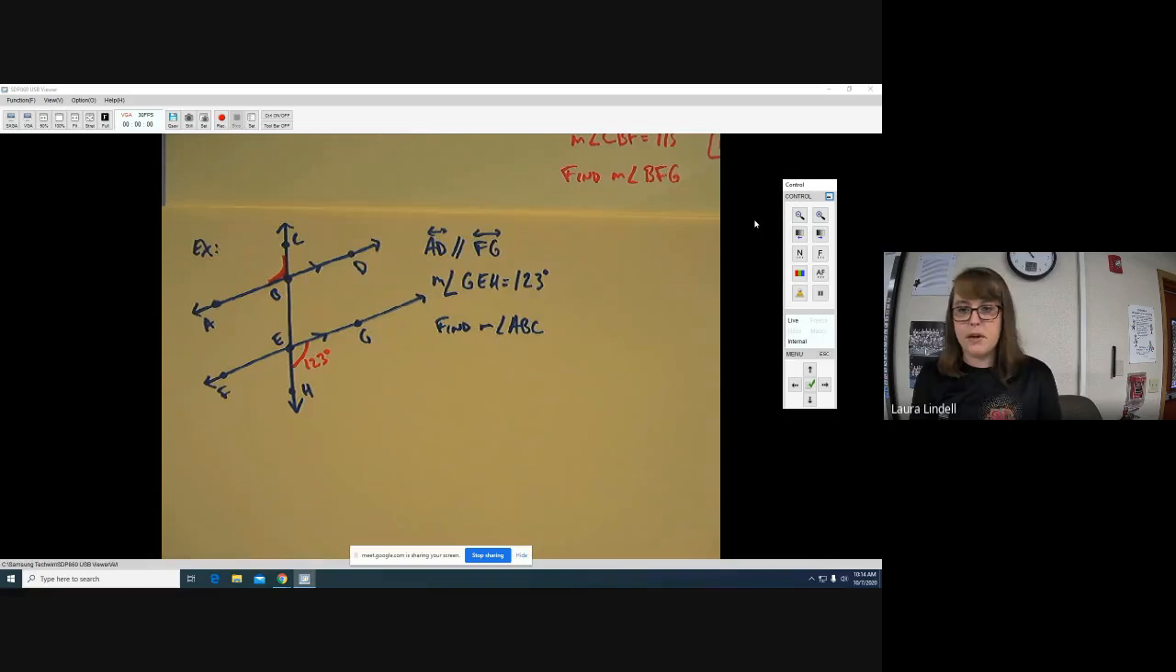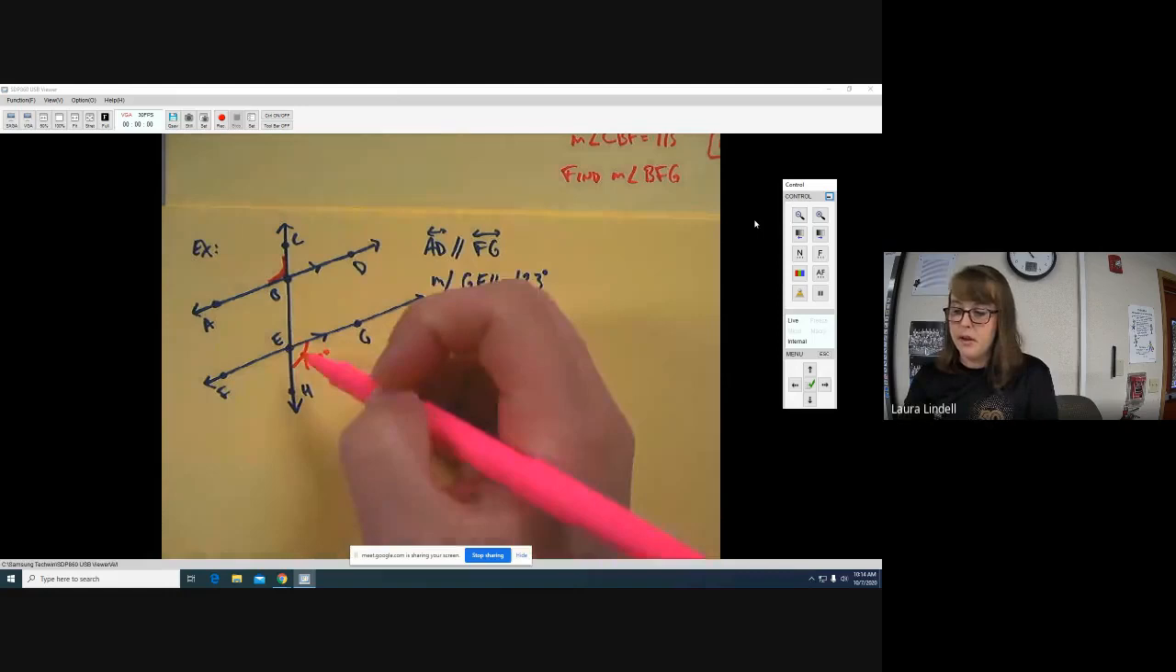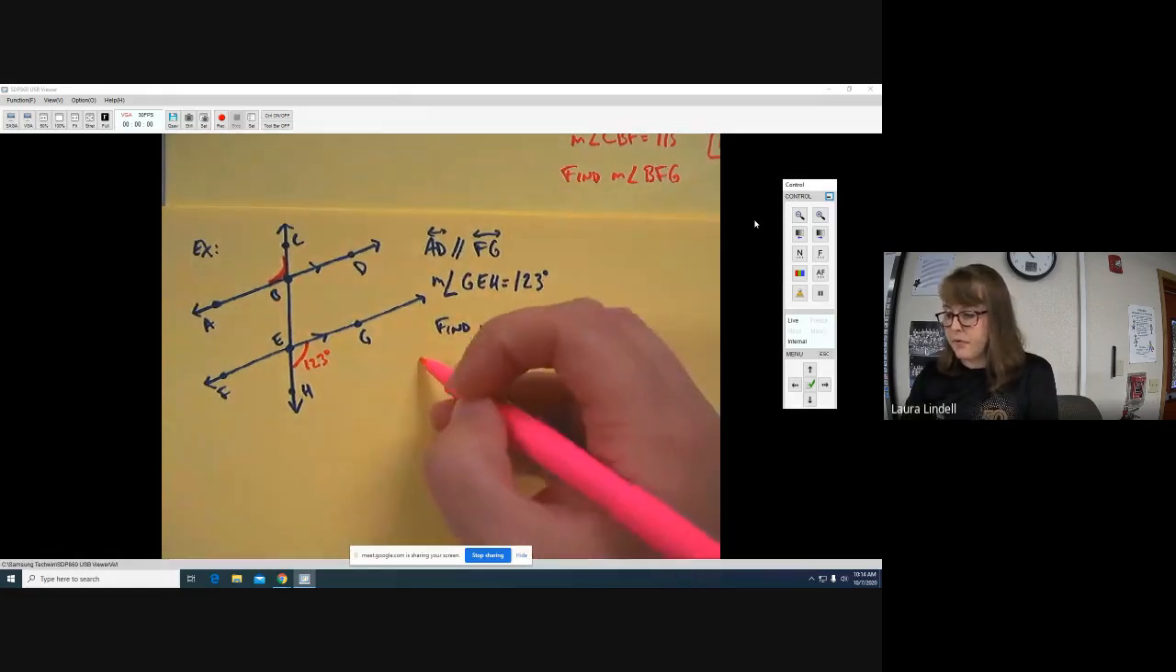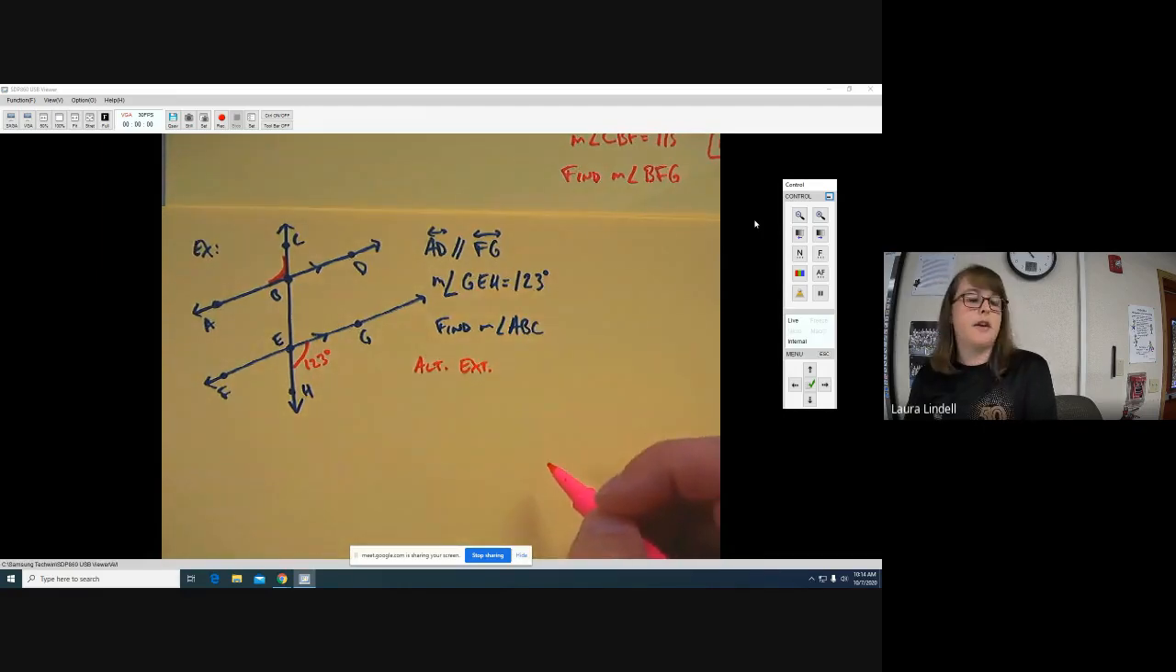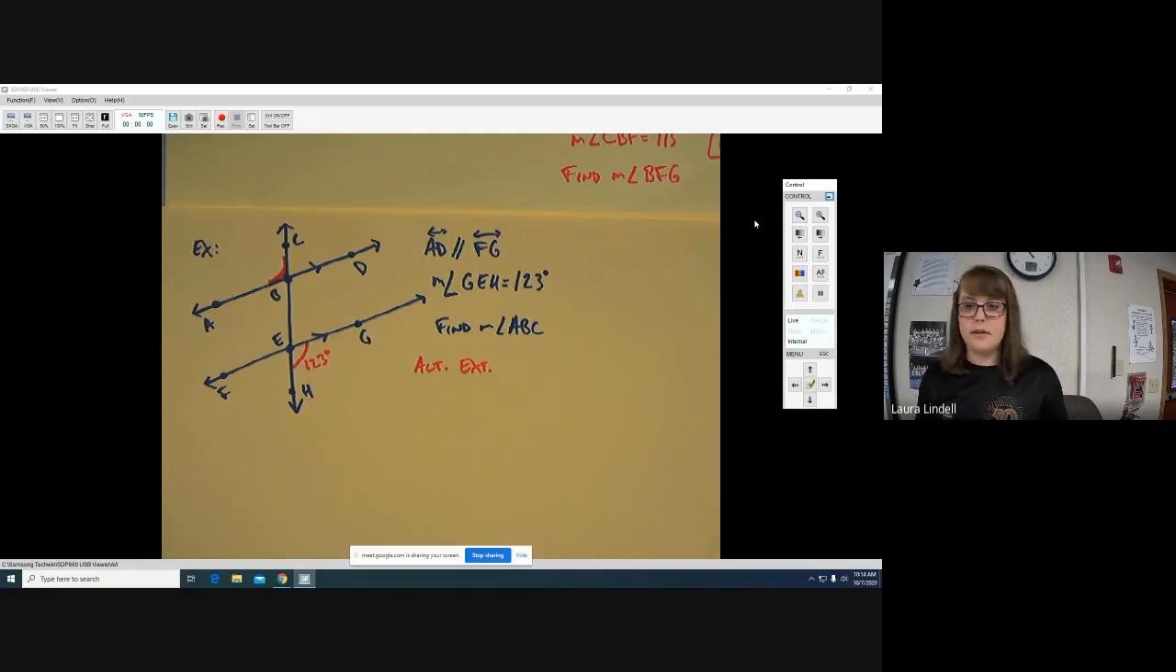Good. I'm seeing some good responses there. Alternate exterior. Yeah, that one's a little bit easier to pick out, because the only option when they're both exterior is alternate exterior that we've talked about so far. All right, so since they're alternate exterior, are they going to be congruent or add to 180? Congruent or supplementary? Look back at your notes if you need to. Will these be the same or will they add to 180?